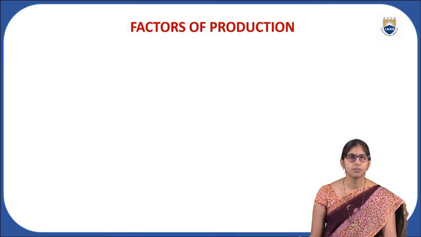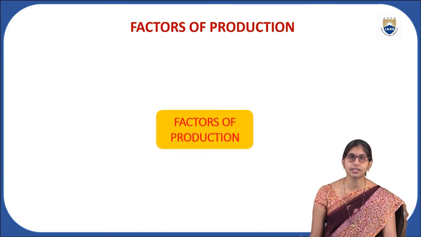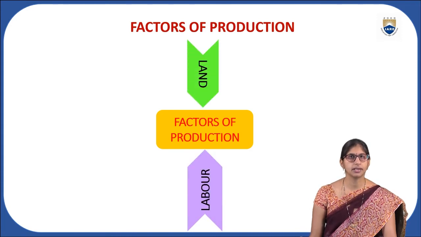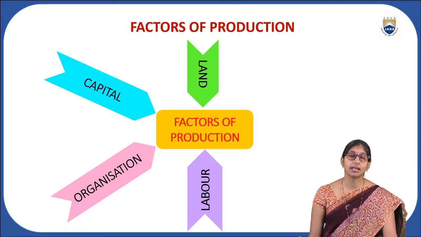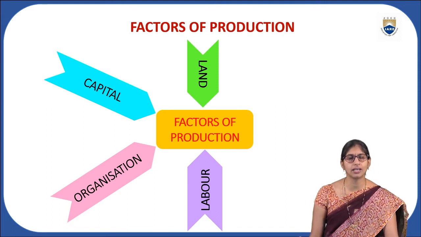Now coming to factors of production. Let's know what the different factors of production are. The first ones are land, labor, capital, organization, and nowadays we also require technology, right? That also becomes a part of the factors of production. Production does not mean we are dealing only with products, we are also dealing with services.